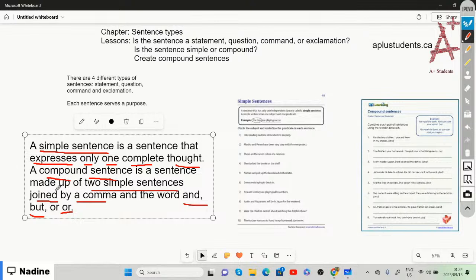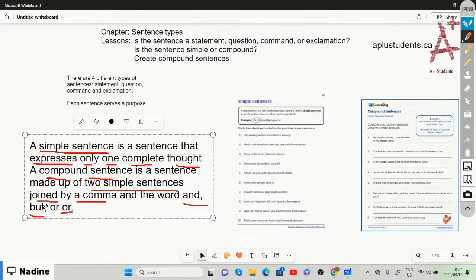So once again, a simple sentence is a sentence that expresses only one complete thought. A simple sentence has a subject that tells us who or what you're talking about, and it has a predicate, which is basically a verb, something that the subject is doing. So that is a simple sentence.